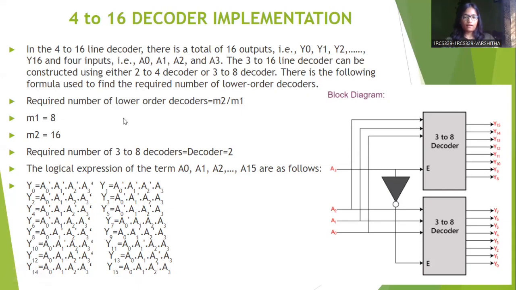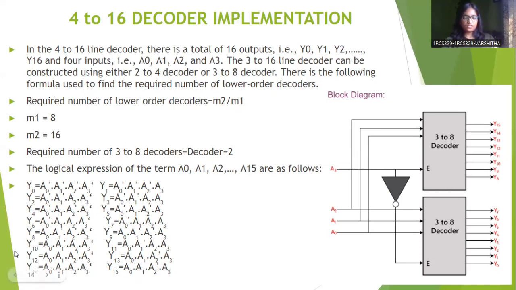So here I have written the required number of 3 to 8 decoders equals 2, because M1 is equal to 8 and M2 equals 16. When we divide M2 by M1, we get 2. So we require 3 to 8 decoders.